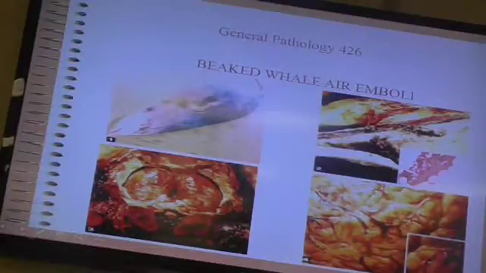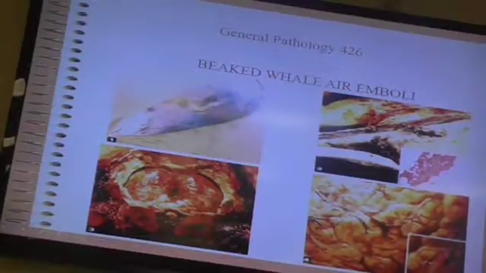There's a vessel. See how dark that is? Here's a vessel, and all of a sudden it gets light. That's where there's a gas bubble. So that's what happened here. So this well actually developed air emboli in his brain.